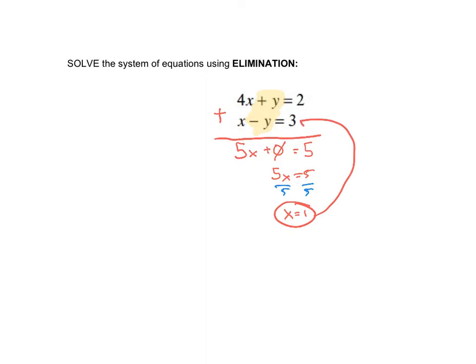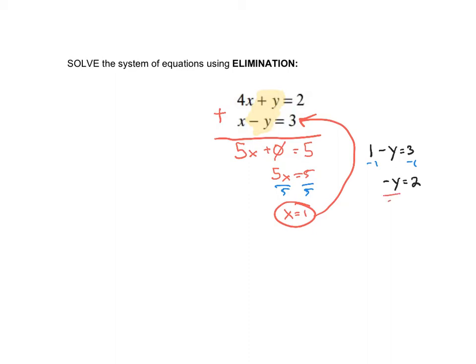I just like this one. It just looks smaller. It looks easier to do. So let's plug in 1 minus y equals 3. Let's subtract 1 from both sides. That way we get negative y equals 2.